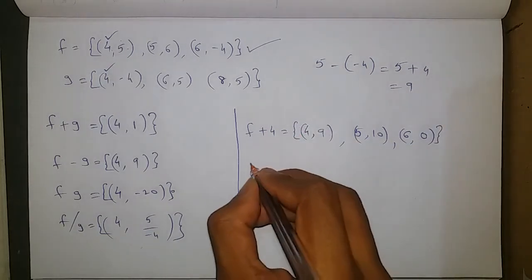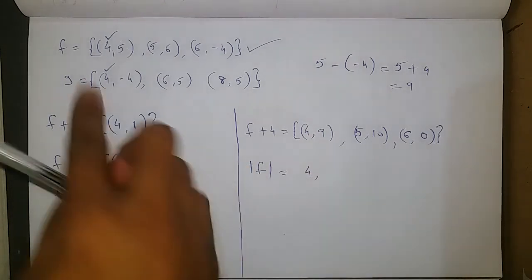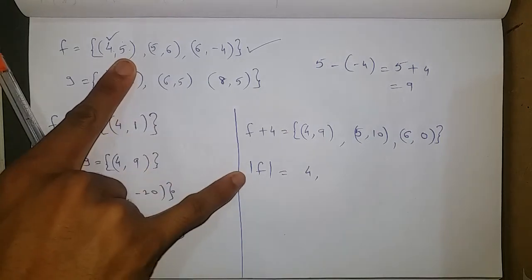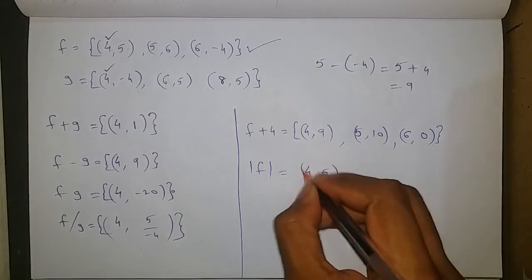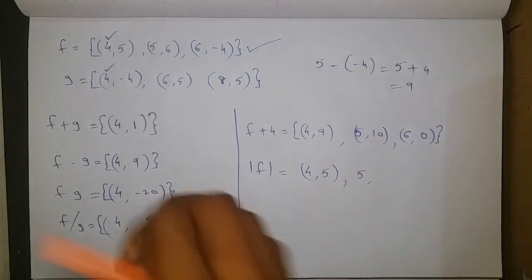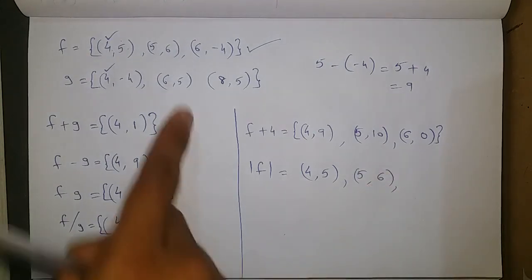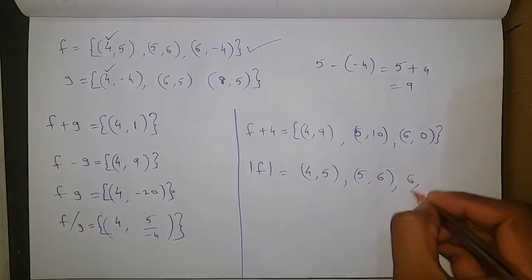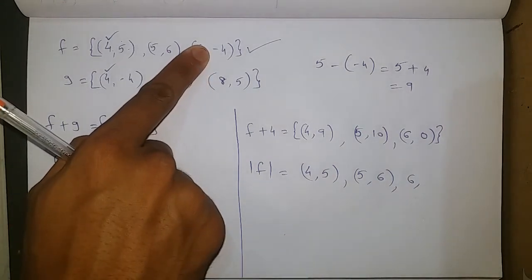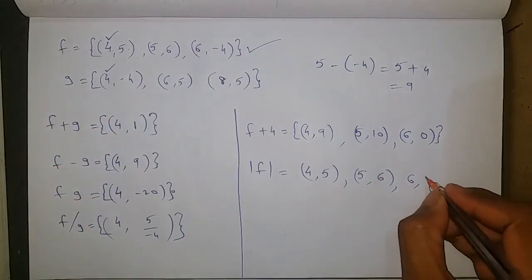In case if it is mod f, first write the domain as it is, that is 4 as it is, comma, mod 5, 5 only. Next, again write the domain as it is, that is 5, comma, mod 6, 6 only, no problem, comma, 6 domain as it is, comma, mod minus 4. Always modulus of a negative number is positive, so mod of minus 4 will be plus 4.